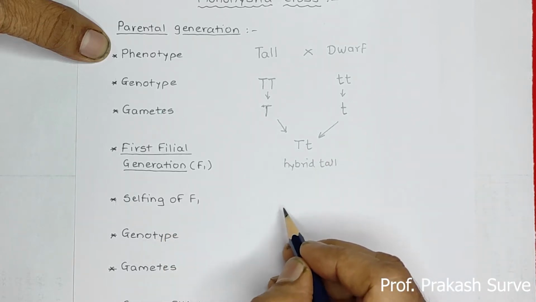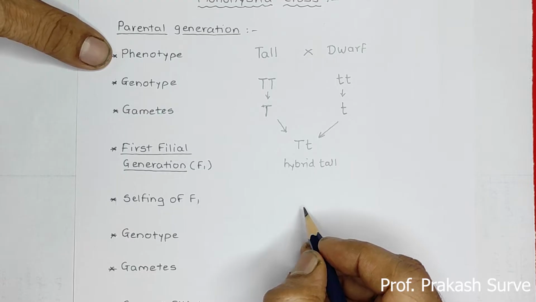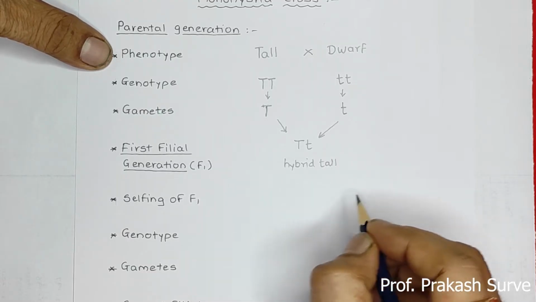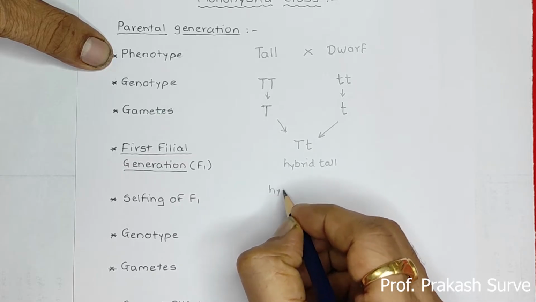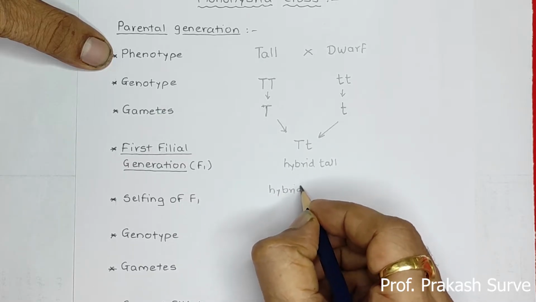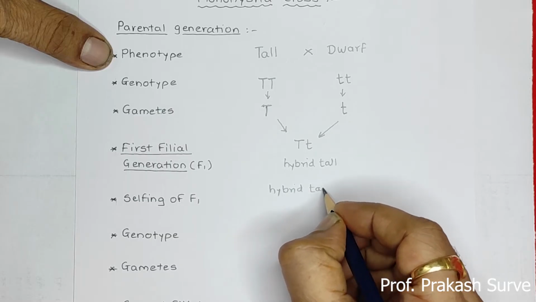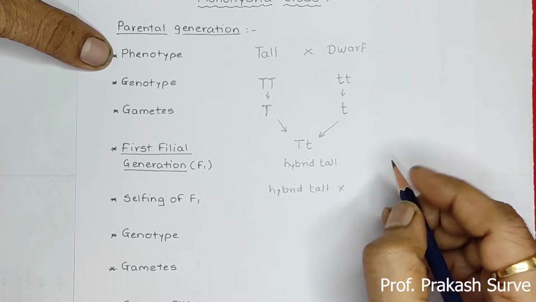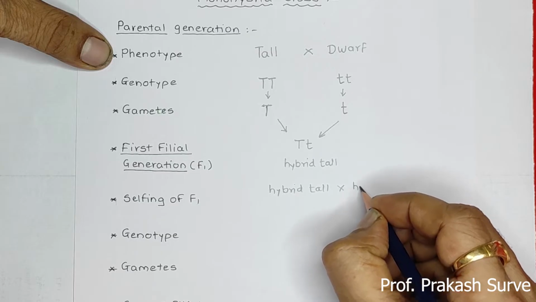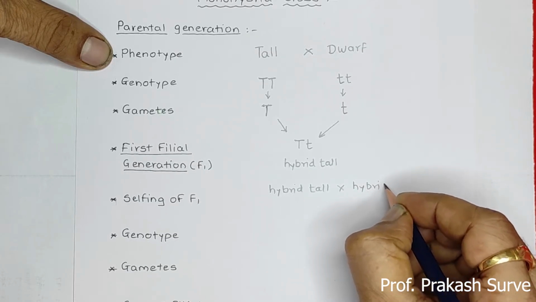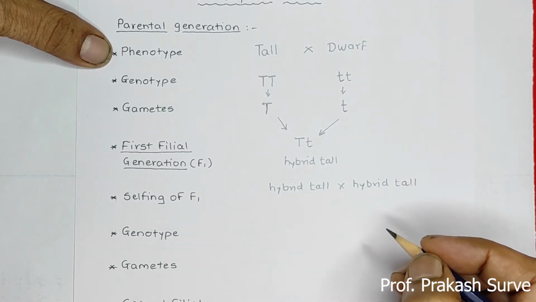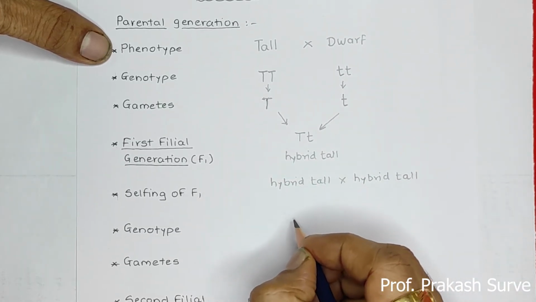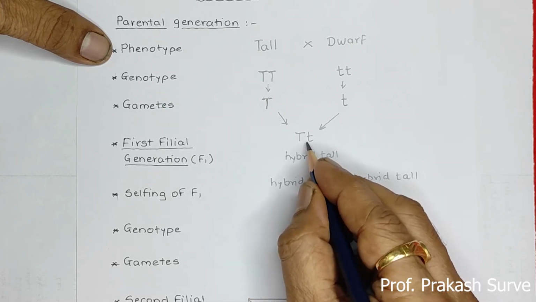Now we have to do selfing of F1, self-fertilization. So here the hybrid tall and the hybrid tall will cross. This is about the phenotype. Then we'll mention the genotype of this particular offspring. So what is the genotype? The phenotype is hybrid tall, and this one is the genotype.